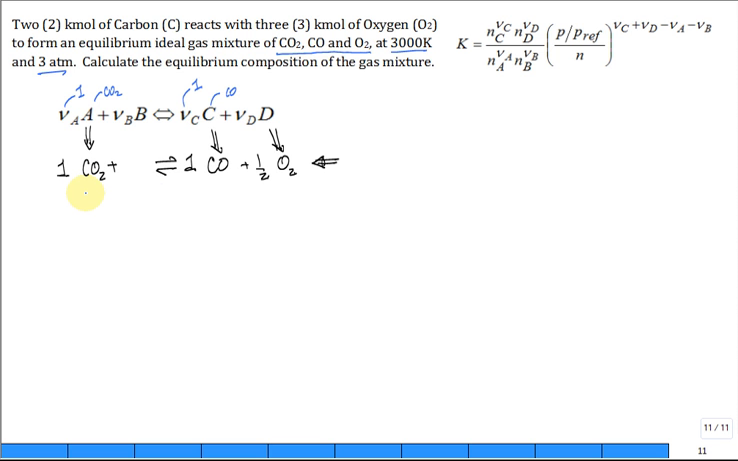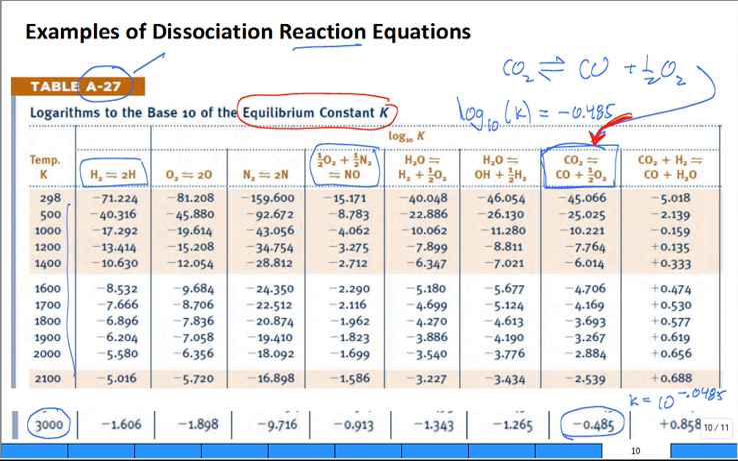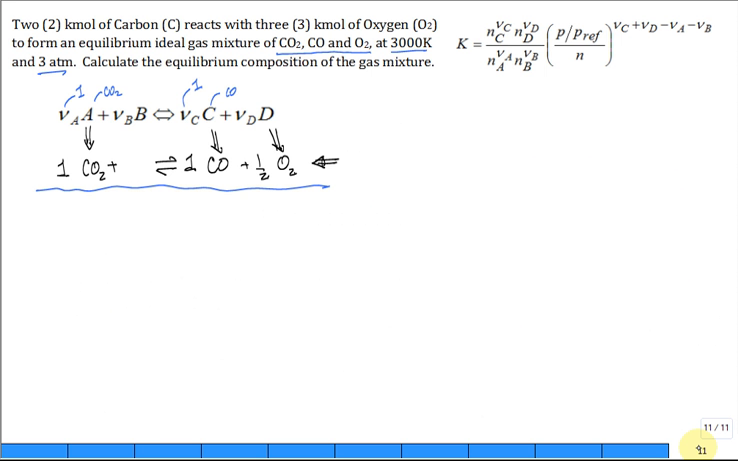This is our general equation, and we wrote it from this right here, and there's only one thing, A, on the left-hand side. There's no B on the left-hand side, and this is C, and this is D on the right-hand side. That makes sense? So this is 1/2. Notice the nu sub D is 1/2. That stoichiometric coefficient is 1/2, and this is oxygen. I wrote down our equilibrium equation right here.